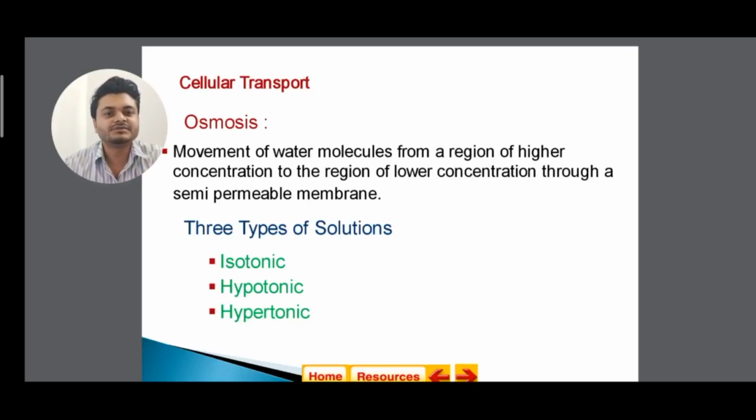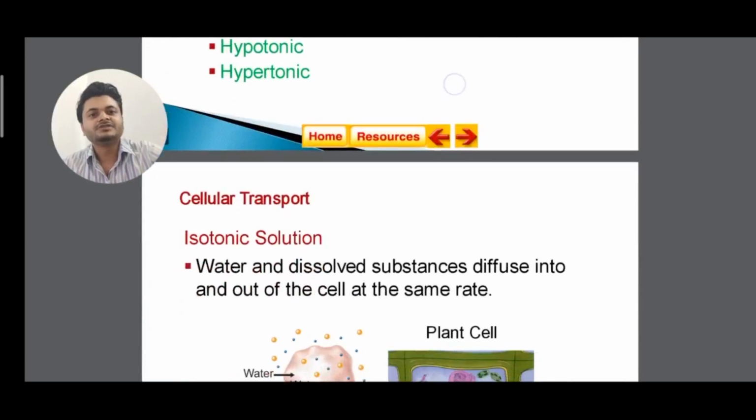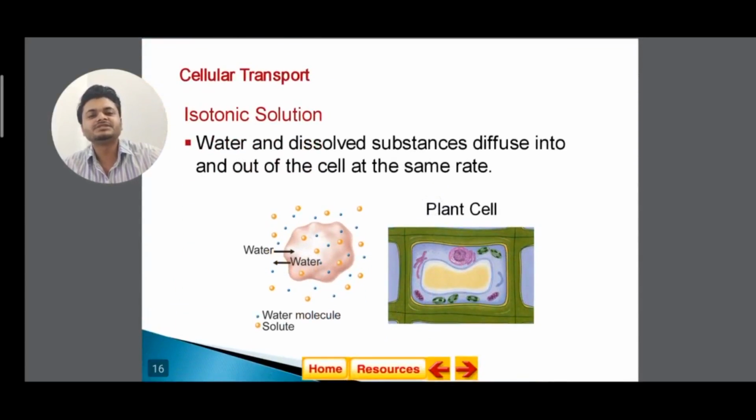Clear? So there are three types of solution: isotonic, hypotonic and hypertonic. Isotonic solution means what? Equilibrium state. That means water and dissolved substances are diffused in and out of the cell at the same rate. Clear? If a cell is placed in a water medium and no net water is getting inside or outside the cell, that means it is an equilibrium state. The cell will neither shrink nor expand.